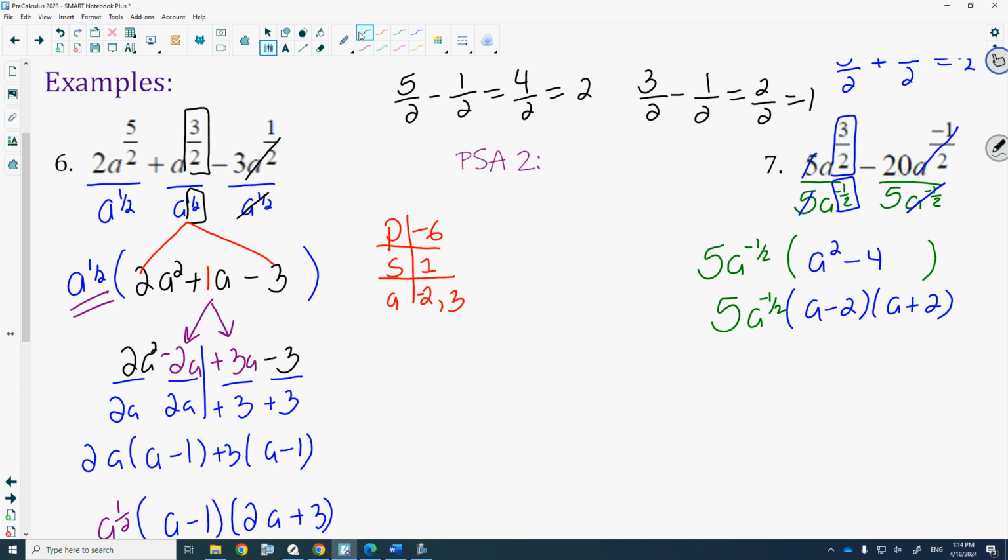However, later on, we know we're going to make that positive. So I'm going to keep the 5 where it is. I'm going to reciprocate the a and bring it down to the denominator, and I'll have a to the 1/2. Then I will have a minus 2 and a plus 2. And then the last thing, hopefully you see, is that this could be written as the square root of a as an answer. Okay?